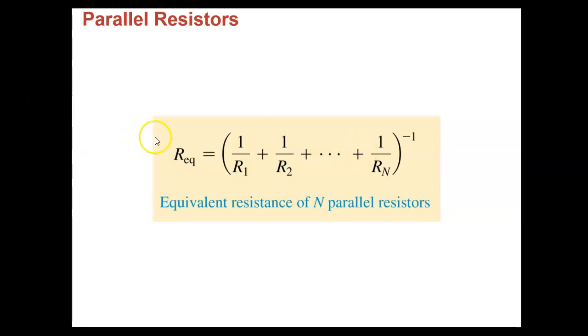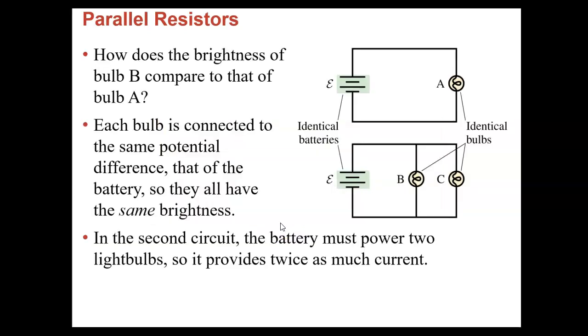So 1 over equivalent resistance equals 1 over resistor 1 plus 1 over resistance 2, and so on, all the way to the end. Okay, so if we look at each bulb in these, now we have a parallel circuit. They have the same potential differences, but now we have to figure out the equivalent resistance of these.